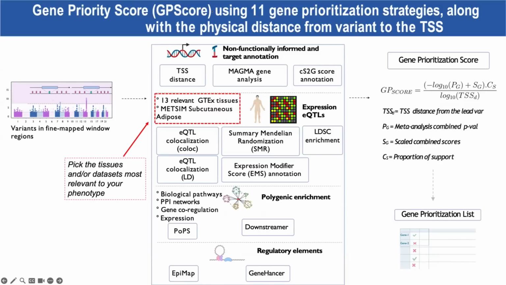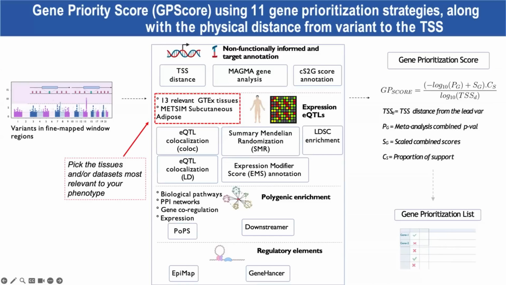We have transcription start site plus MAGMA. We included the CS-to-G score. And then, as I said, we cared a lot about the GTEx tissues, the eQTL tissues that matter most to adiponectin. So adipose tissue is here, both subcutaneous and visceral, as well as some cardiovascular tissues and some other things. We really focused on those in the score, and the method documentation on GitHub explains how you can select which tissues are of most interest and make sure those are included in your dataset.